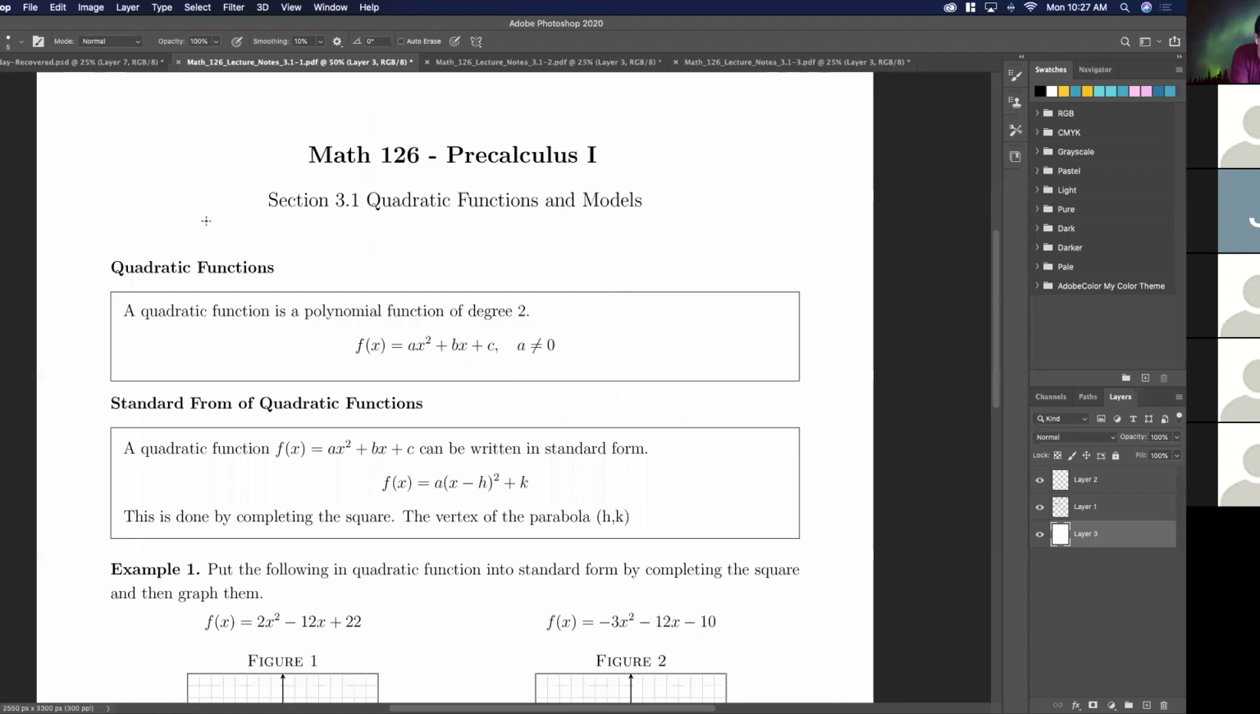All right, so here we are, pre-calc 1. We're going to do quadratic functions and models, and this is graphing. A quadratic function looks like this, where we have some ax squared plus bx plus c, where a does not equal 0. The reason a doesn't equal 0 is because if it does, presto, we have a linear function.